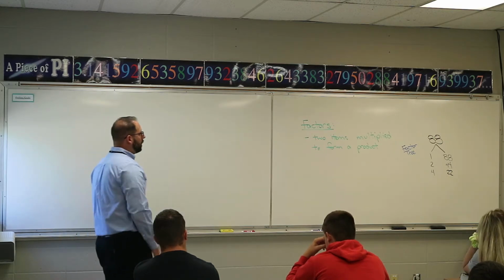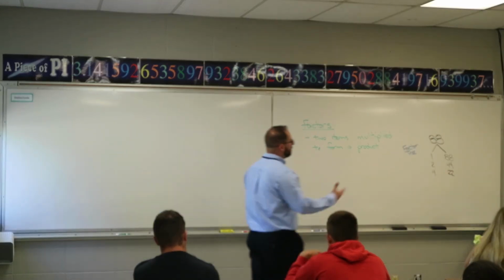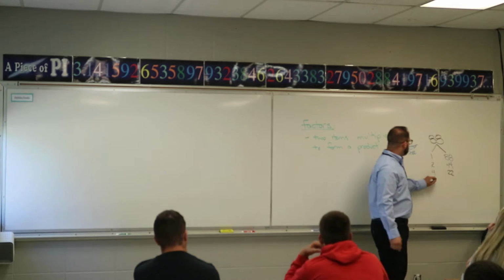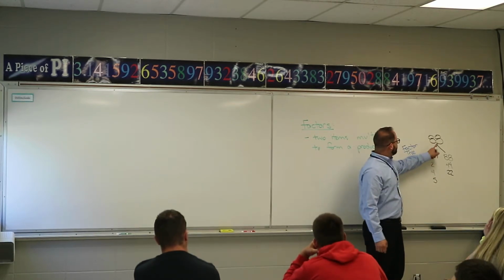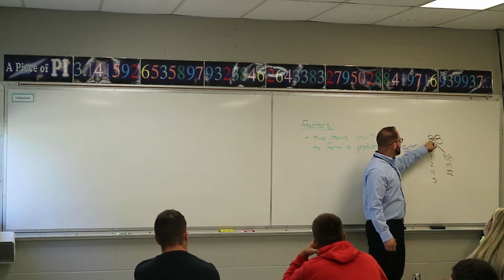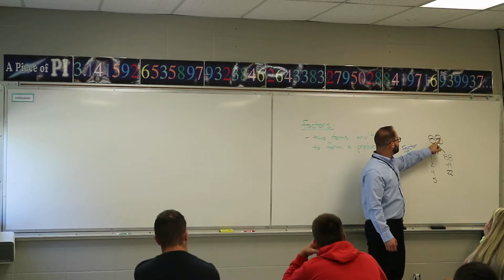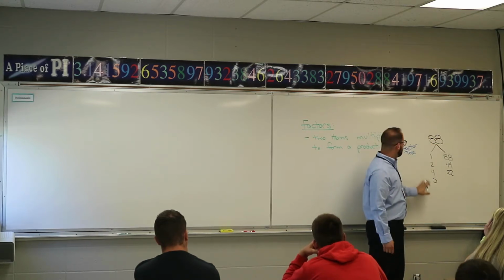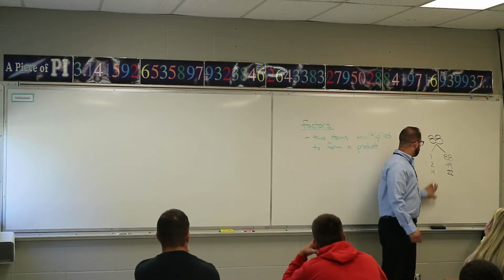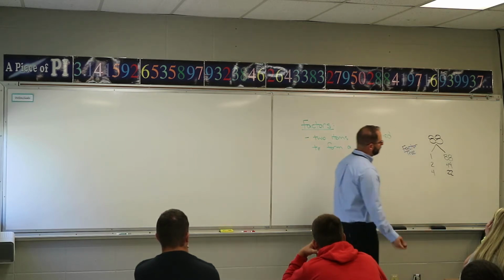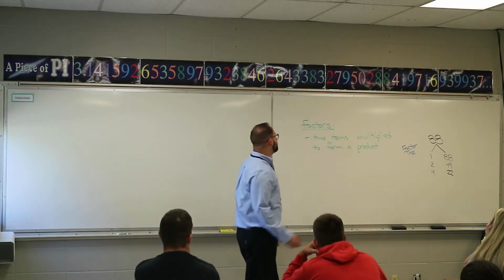So I'll move on. Let's try 5. Because I've already done 4, let's do 5. For 5 to work, this number 88 has to end in a 0 or a 5. Does this end in a 0 or a 5? No, so 5 doesn't work. It's the easiest thing in the world to check for 5s. Ends in a 5 or a 0. Doesn't work.